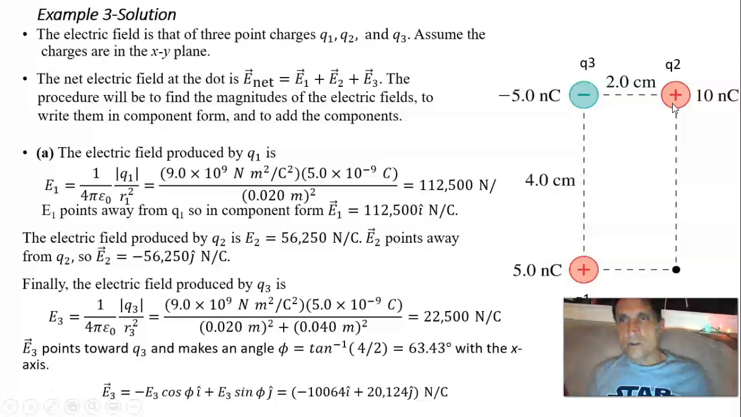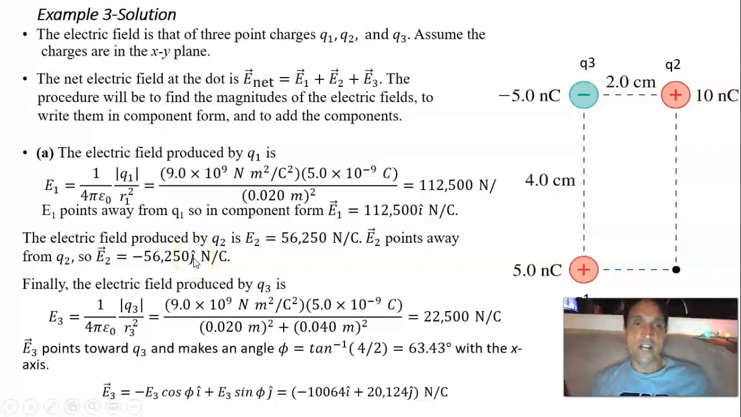Here's Q2. Q2 is positive, it's located 4 centimeters from this location. And the electric field due to Q2 would point downward or in the negative y direction because the positive probe charge would be repelled by the positive charge Q2. So we plug in a distance of 4 centimeters or 0.04 meters. We plug in 10 nanocoulombs for charge, and the electric field has a magnitude of 56,250 newtons per coulomb, and it points in the negative j direction, meaning downward in the negative y direction, which we denote by the unit vector j hat.